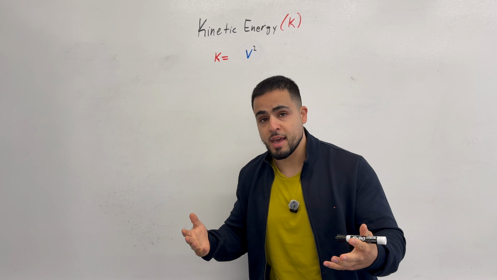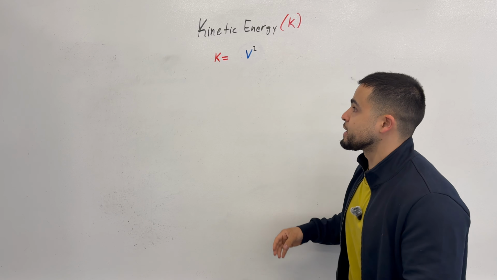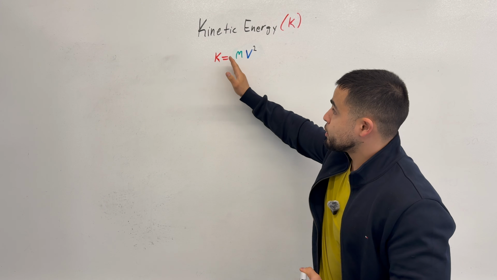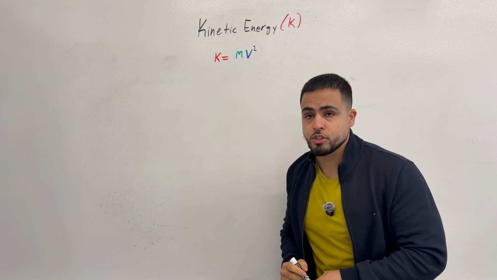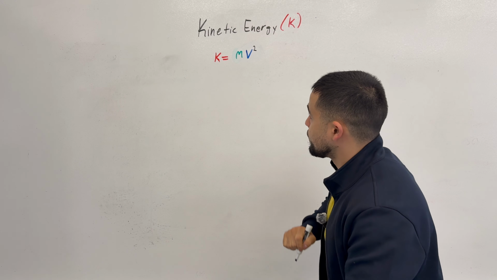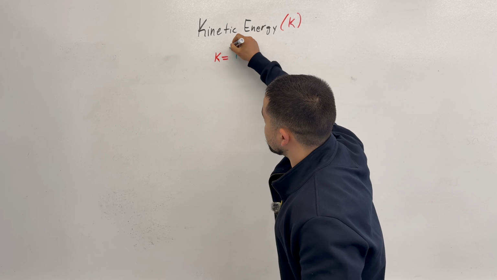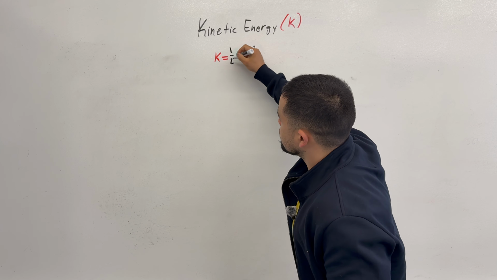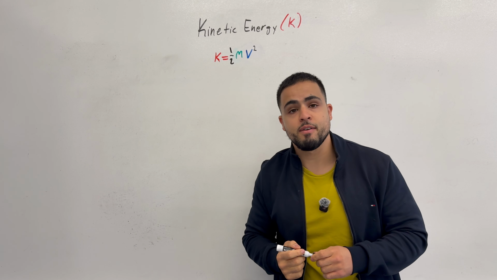So this means that mass is directly proportional to kinetic energy. What this means is that if you increase mass, you also increase the kinetic energy. But there is another twist over here. You need to multiply this side by half. So the full equation of kinetic energy is half mv squared.